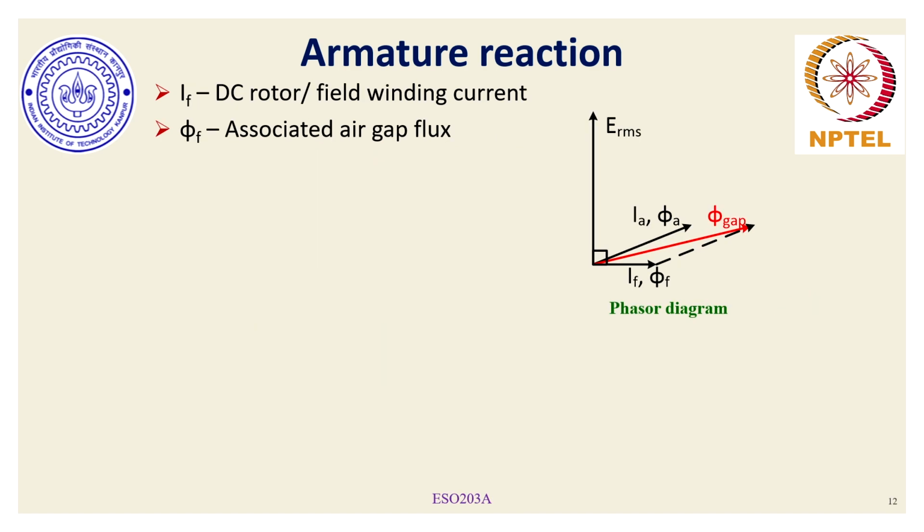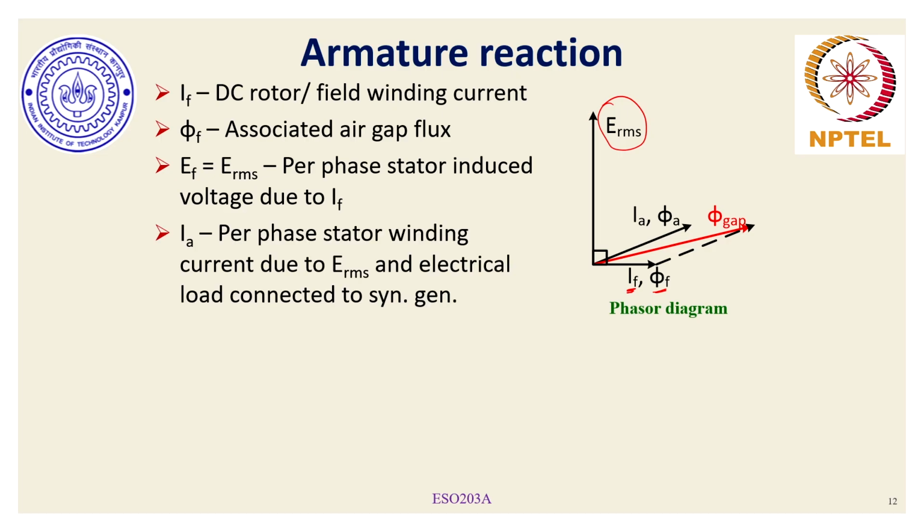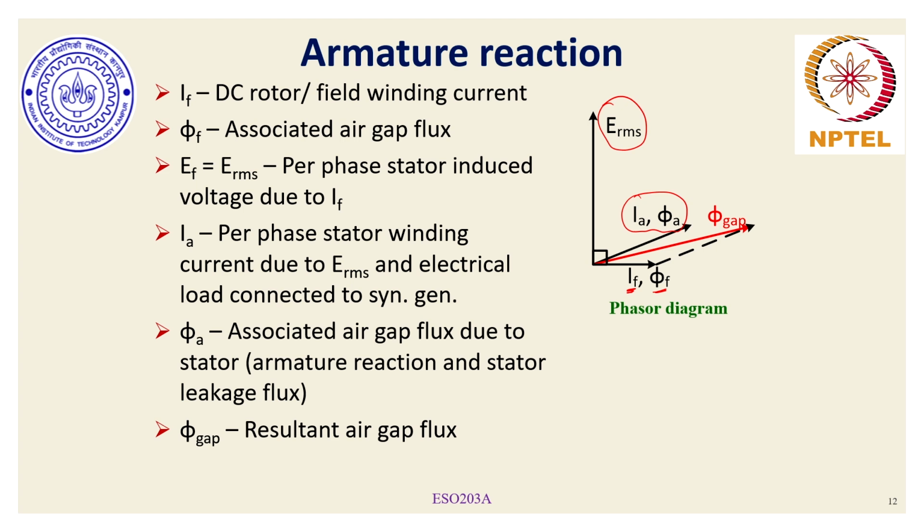If we plot it on a phasor diagram, then IF is the corresponding rotor current, which is DC current, and phi F is the corresponding flux, which results in stator currents being induced if it is loaded. Because of IF or phi F, ERMS is the induced EMF on the stator winding, and depending on the type of load, which I am assuming to be an inductive load connected to the synchronous generator only for phase A, the corresponding air gap MMF is the vector sum of phi A, which is the flux due to stator winding A current, and the corresponding field flux.